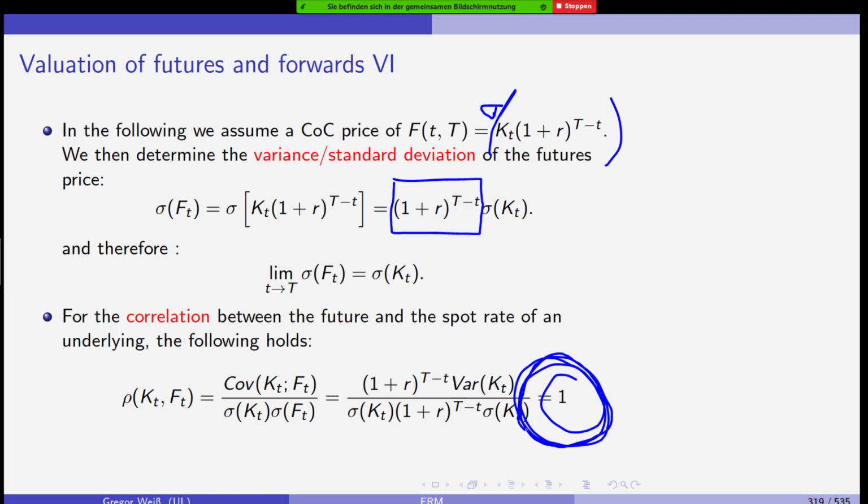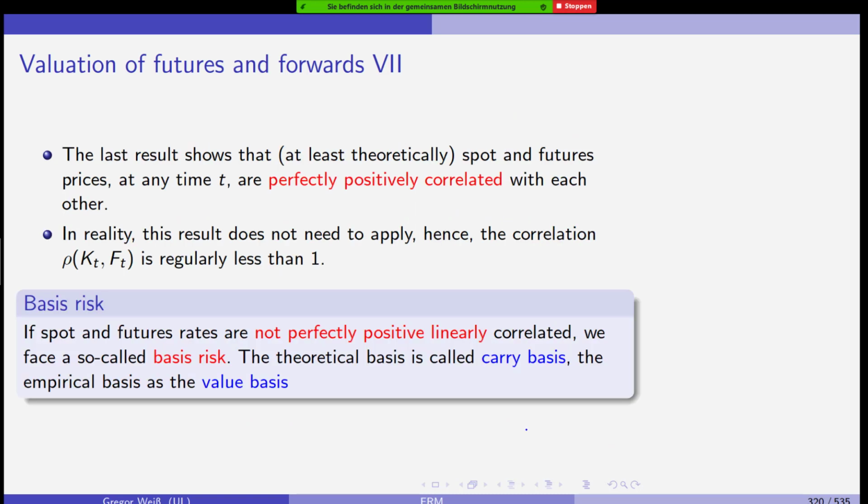It's perfectly correlated. Now, the last result shows, at least theoretically, that spot and futures prices are perfectly positively correlated. In reality, however, this does not hold. Regularly, we will see correlations that are less than 1. And this is called basis risk. If the spot and the futures prices are not perfectly positively linearly correlated, we face a so-called basis risk. And the theoretical basis is called the carry basis, and the empirical one is called the value basis.